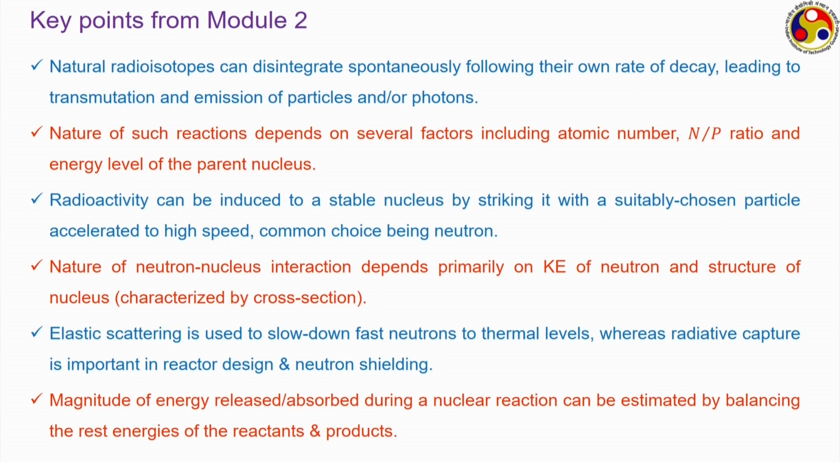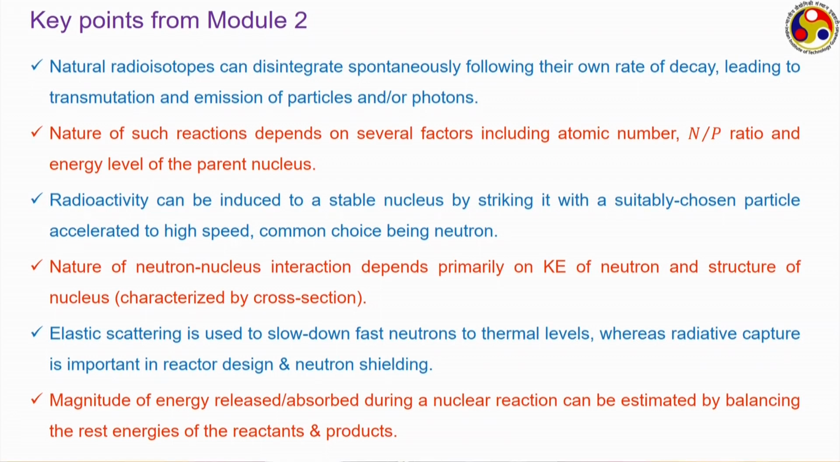There are different types of interactions possible, and each of them has their own use, like the elastic and inelastic scatterings are primarily used to slow down a neutron from the fast neutron level to the thermal neutron level, which we primarily use in the thermal reactors, whereas the radiative capture is very important in reactor design and neutron shielding or forming the core of a reactor. And finally, the magnitude of energy released or absorbed during a nuclear reaction can be estimated by balancing the rest energies of the reactants and products, and also if we want to know exactly how much amount of energy is being carried by each of the products, then we need to consider the conservation of linear momentum as well.